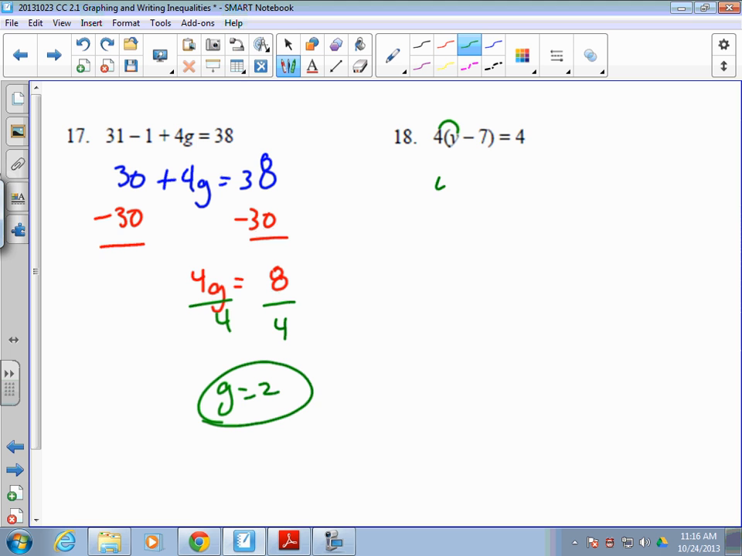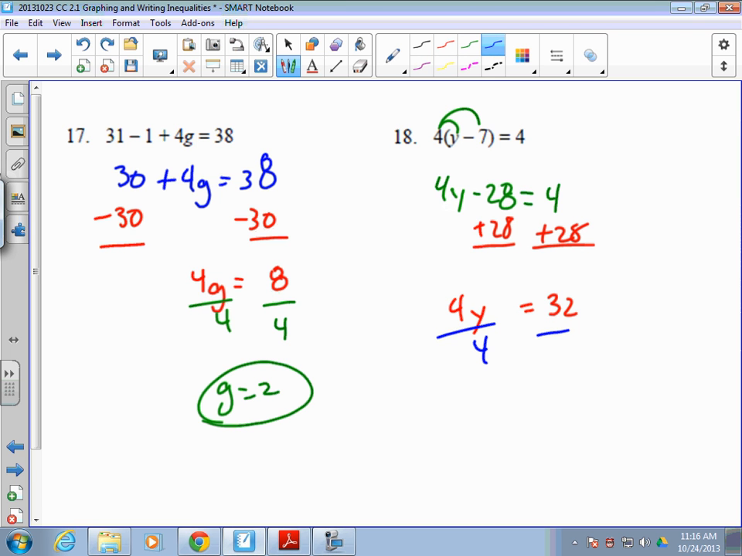Distribute. 4 times y is 4y. 4 times negative 7 is minus 28 equals 4. Get rid of minus 28 by adding it. Do the same to the other side. 28 plus 4 is 32 equals 4y. Get rid of 4 times something by dividing by 4 on both sides. Y equals 8.